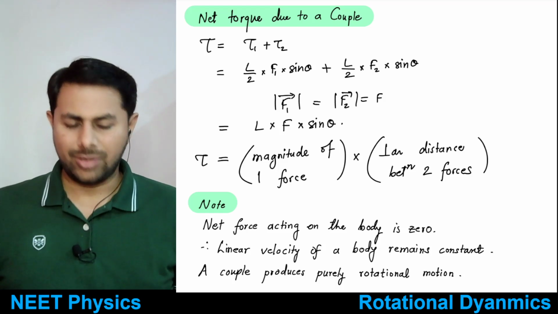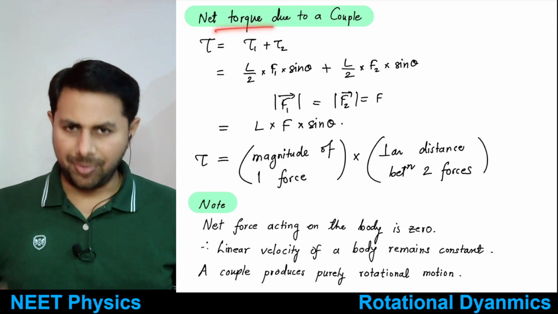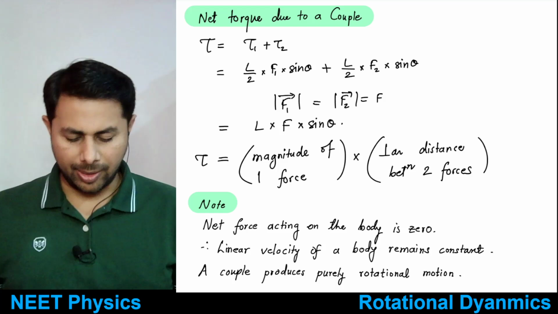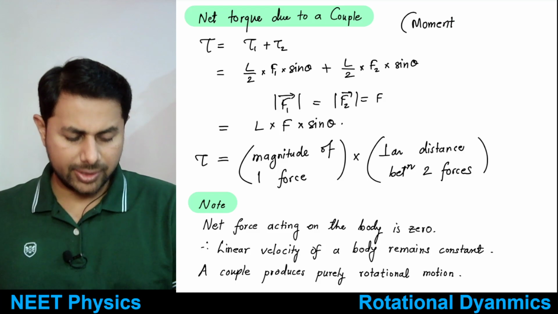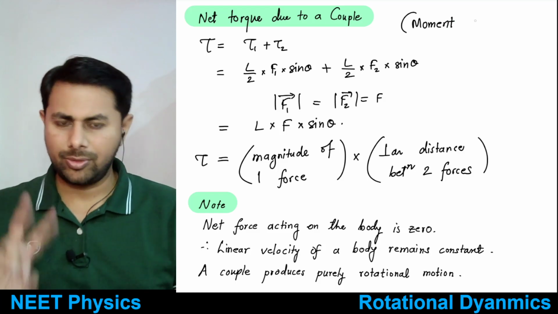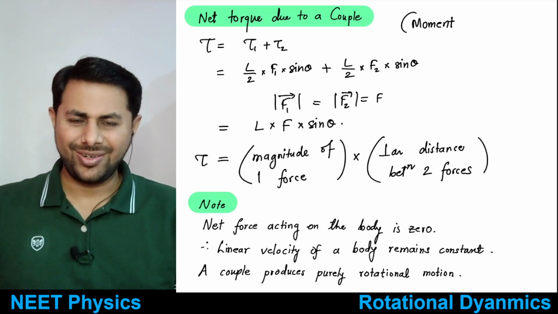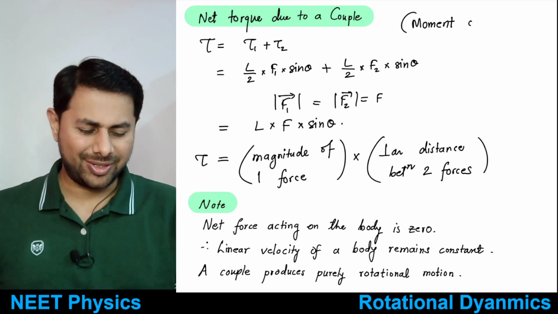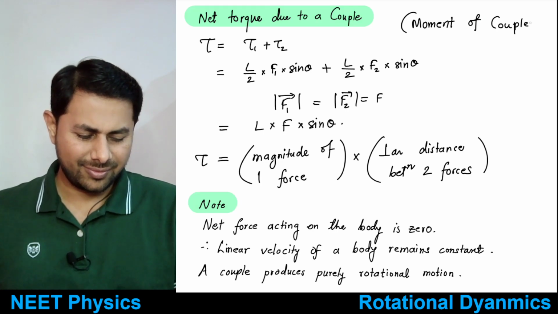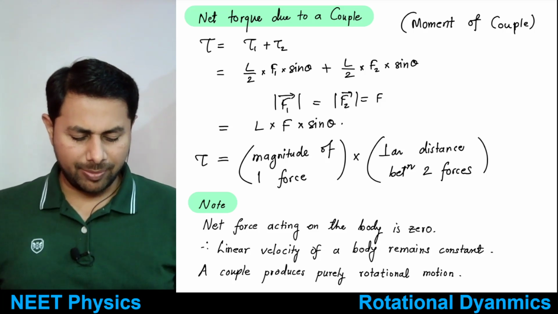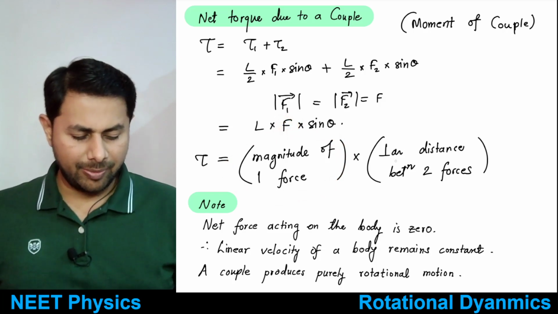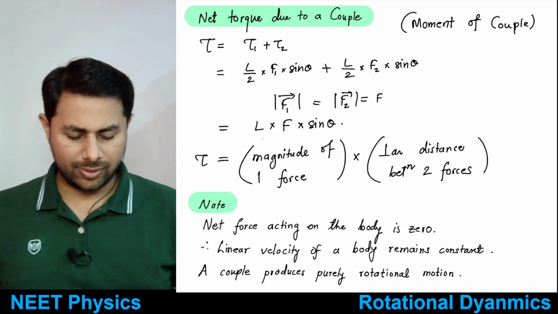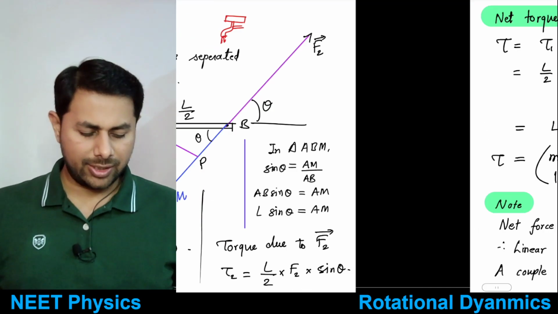Okay. So now see, how can you remember this? This total torque due to a couple is also called the moment of couple, because torque is the moment of force. So this is the moment of two forces. They form a couple, right? And that's why this is the moment of couple. So moment of couple is the magnitude of one of the forces, that is F, multiplied by the perpendicular distance between the two forces. So L sine theta is the perpendicular distance between the two forces.